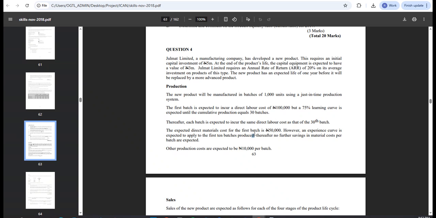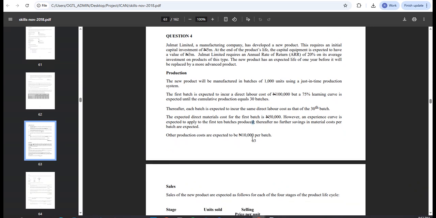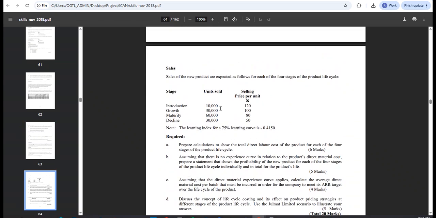Now, how many batches are we preparing? Batch 30. How do you know it's 30 batches? Now you need to be careful at what you are saying. Look at the question. What do we have here?